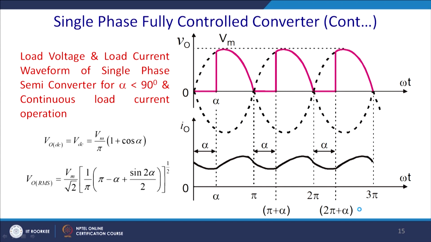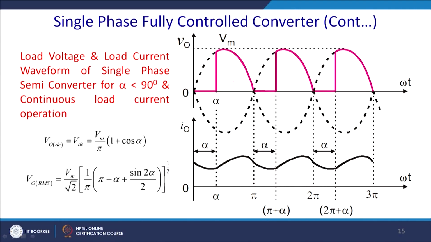The pink line actually shows the load voltage, and from there we can derive the equation of the load voltage, that is VDC. If you integrate over it, it is a very simple thing, you will get Vm by pi times 1 plus cos alpha. So, you can put any value of alpha, and you can find that even if you put alpha equal to 180 degrees, this value will be 0. So, we will have a single quadrant operation.